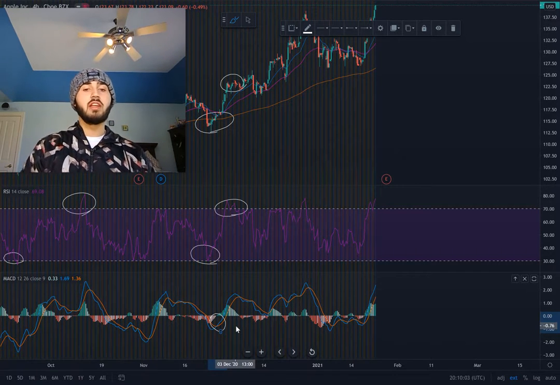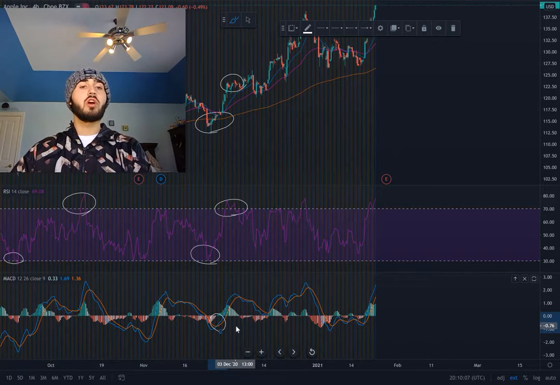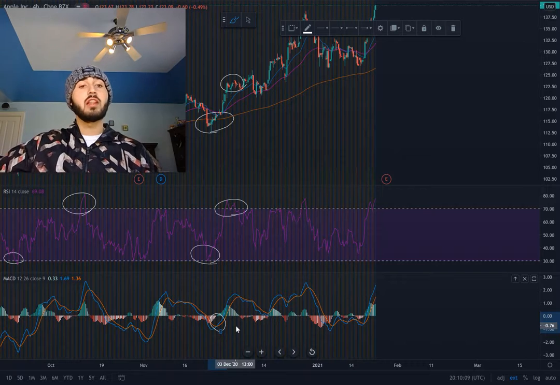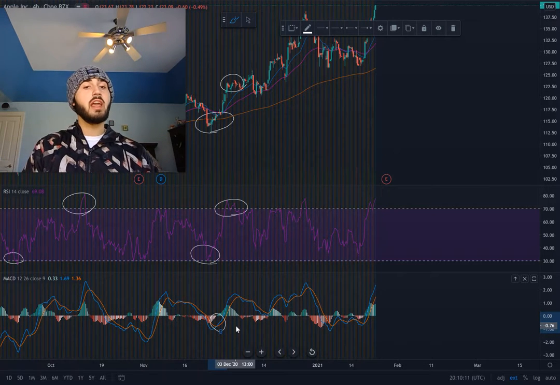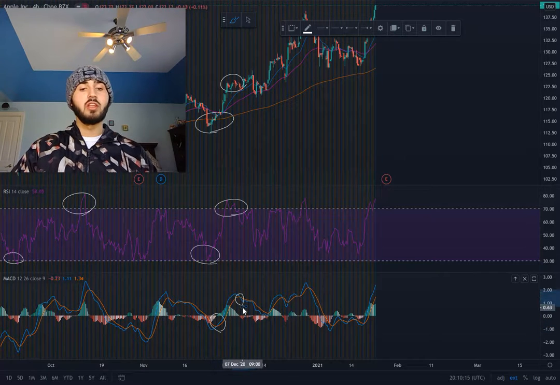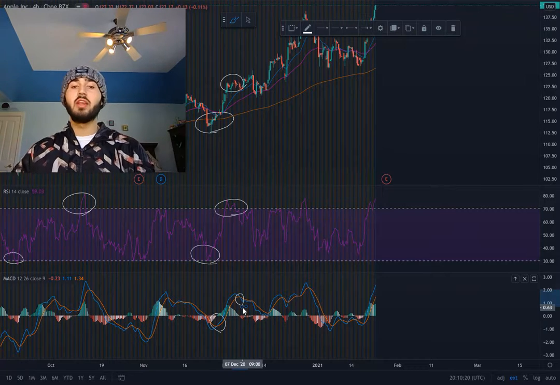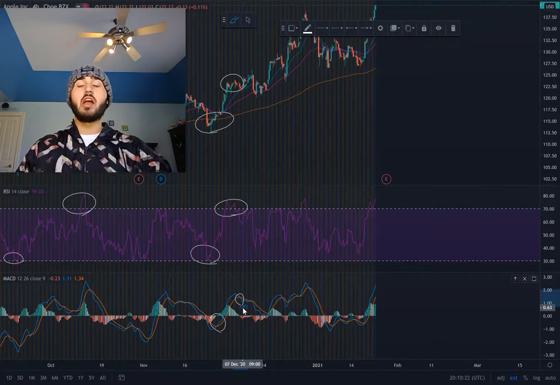I look at the RSI, see when we're oversold, wait for the MACD to confirm it with a golden cross, enter the position, sell out when the RSI warns me at overbought, and wait for the MACD to confirm it with the death cross. So that's really the two golden indicators that I like to use, the MACD and the RSI. I hope that made a lot of sense.